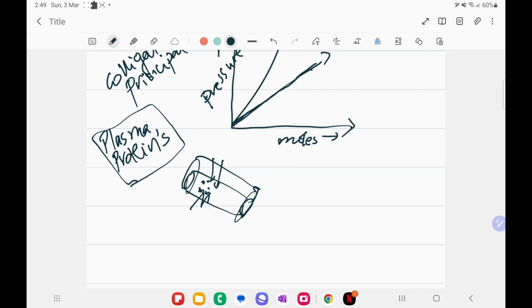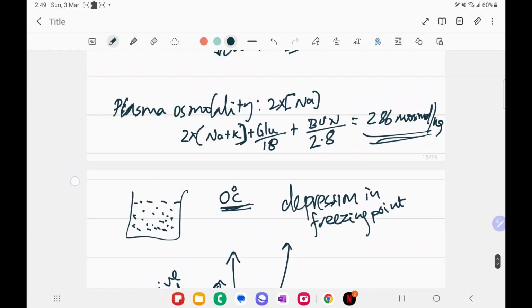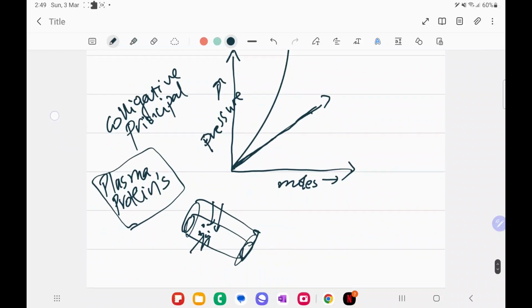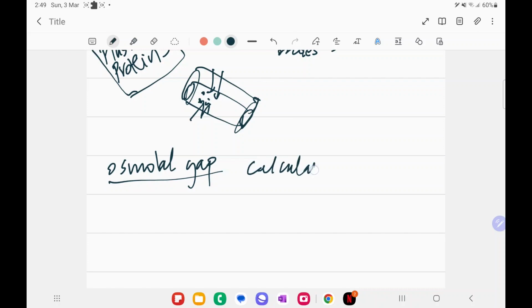These are all very important topics, and there's so much more we can talk about osmosis, about how if you look at the tonicity, there's something called osmolar gap. So what is osmolar gap? There is a difference between the calculated and measured osmolality.